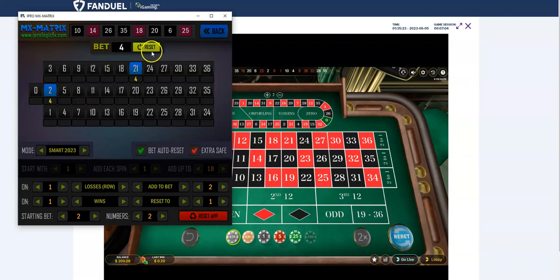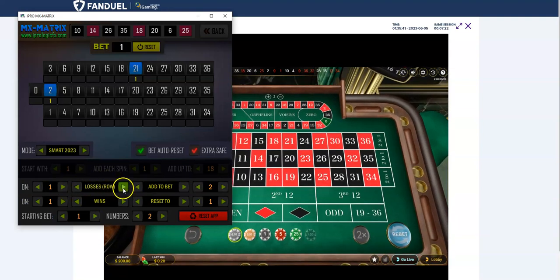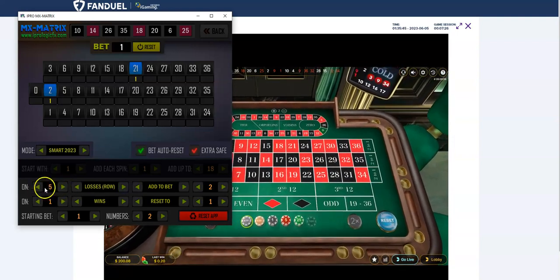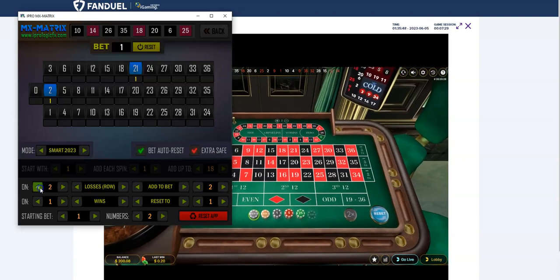But I'm going to reset this bet amount. The reason why this is at 2 is because I set it at 2. I can set this at 1 and it would change. I can set this to any amount. I can do anything I want on how many spins or how many losses in a row. As you can see, I can do all of this, on how many losses in a row I want to increase.